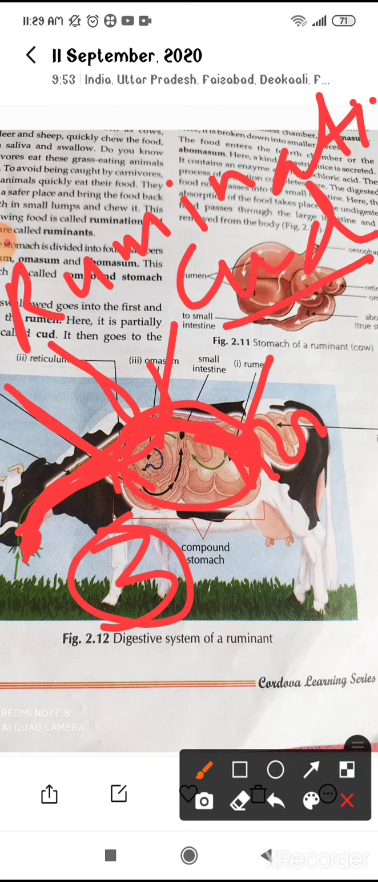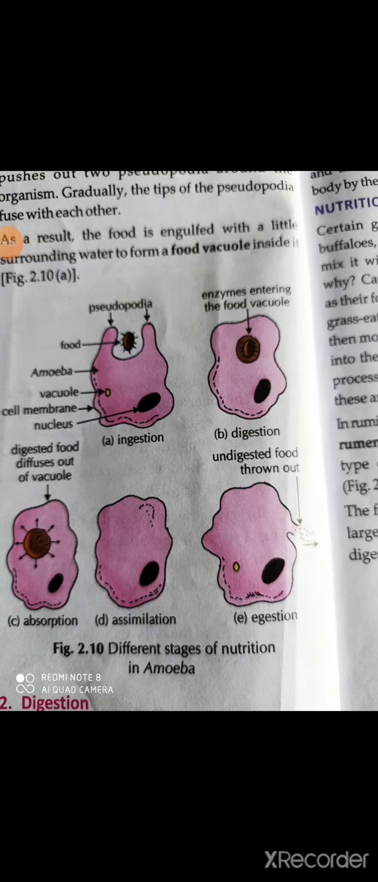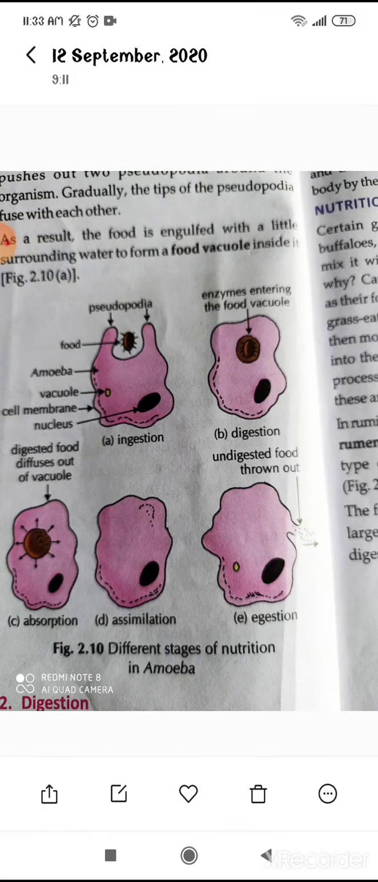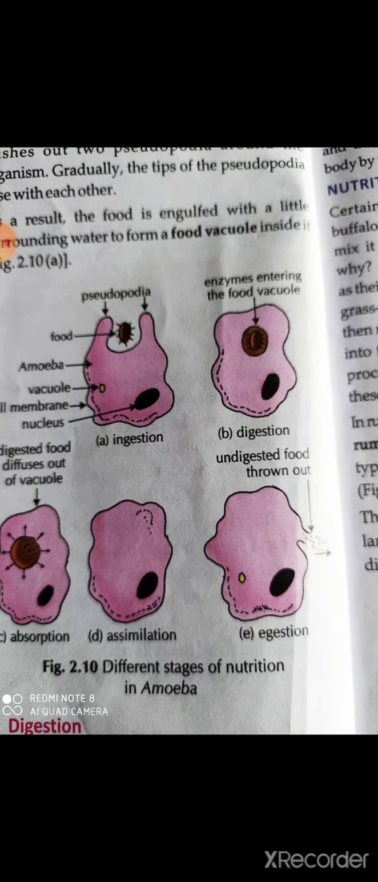Okay, got it? The second topic we will discuss today is nutrition in amoeba, and it is the last topic of the chapter. Amoeba is a microscopic organism. Why are we calling the amoeba an organism? Because it has only one cell, and it performs all the activities an organism can perform, like reproduction, digestion, excretion and respiration. That's why it is kept in the category of organism.